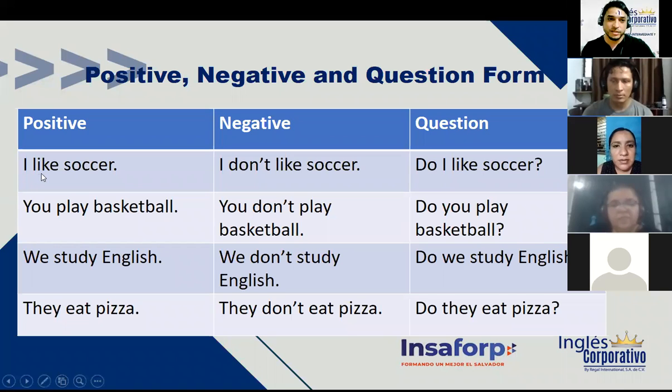In positive, we use the regular verb, in this case like. In the negative form, we use don't like. And in the question form, we use do, the auxiliary do that we use for questions. Do I like soccer? And the following examples are the same.